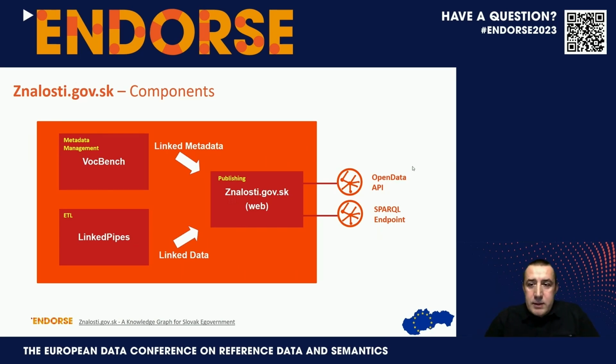Okay, so the architecture is not very complex right now. We are using three main parts. We are using a workbench for metadata management. And then there is a great open source ETL, LinkedPipes, and using it, we are ready to publish the knowledge graph to the Znalosti RDF database, which again provides the API for dereferencing, as I mentioned, for other information systems, as well as a SPARQL endpoint.